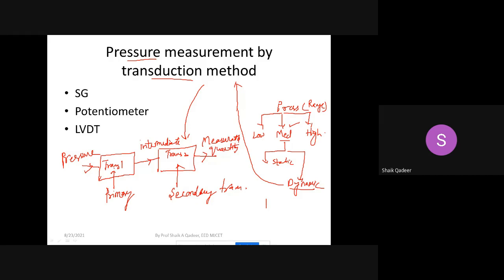It consists of two transducers, transducer 1, comma, transducer 2. In bracket write down primary, comma, secondary respectively. Close bracket. Full stop and continue.